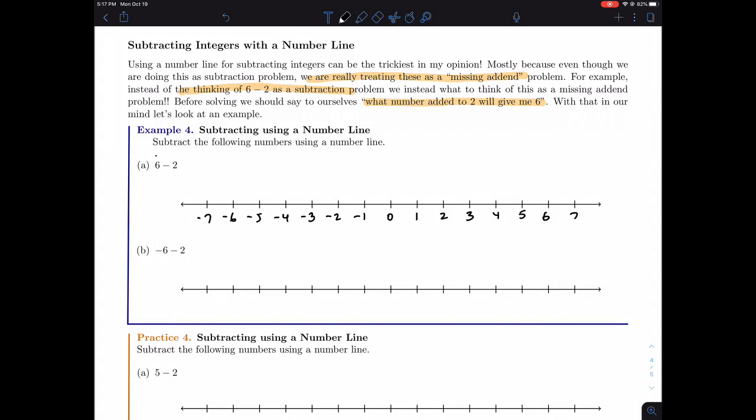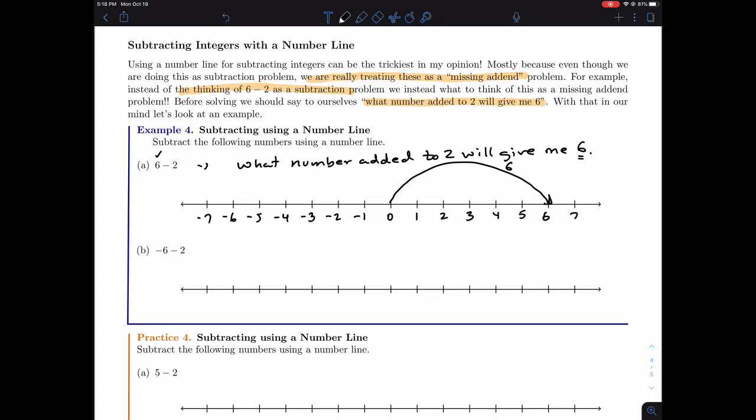And so in this case, I want to find 6 minus 2, or in other words, what number added to 2 will give me 6. So in this case, what I want to do is first draw the answer. So I know my answer that I want is 6. So I'm going to make a big arrow from 0 to 6 in this case.